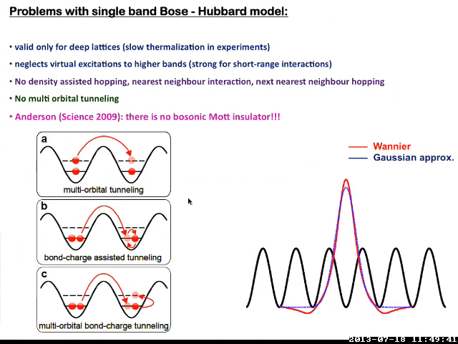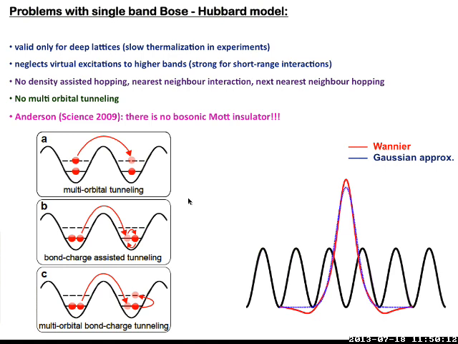Let me summarize the possible problems with the single-band Hubbard model. The first problem, as we said, is that it is reliable only if the periodic potential is extremely large. And we want to go beyond that. We want to be able to consider also weak optical lattices, especially because experimentally you have several advantages in doing experiments in the regime of a shallow optical lattice.